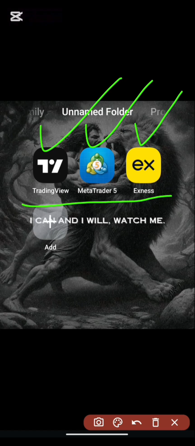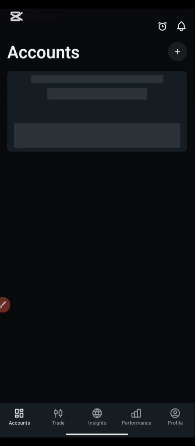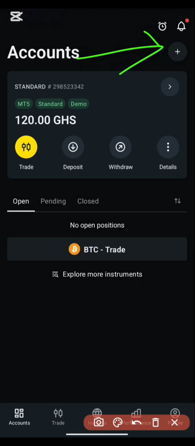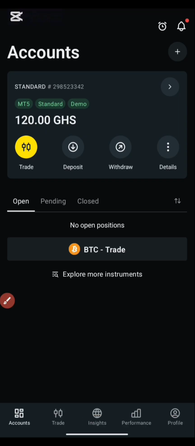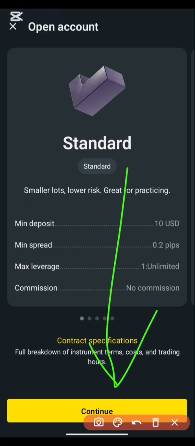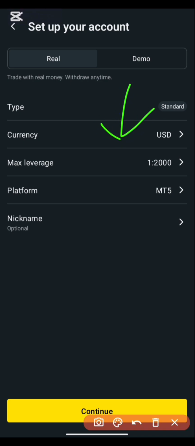this is what is needed next. So we'll go to our Exness, we'll add an account, click on this place to add an account, we'll add a standard account. Then in this place you can choose any currency you want. In this case I'll be leaving it at $100.